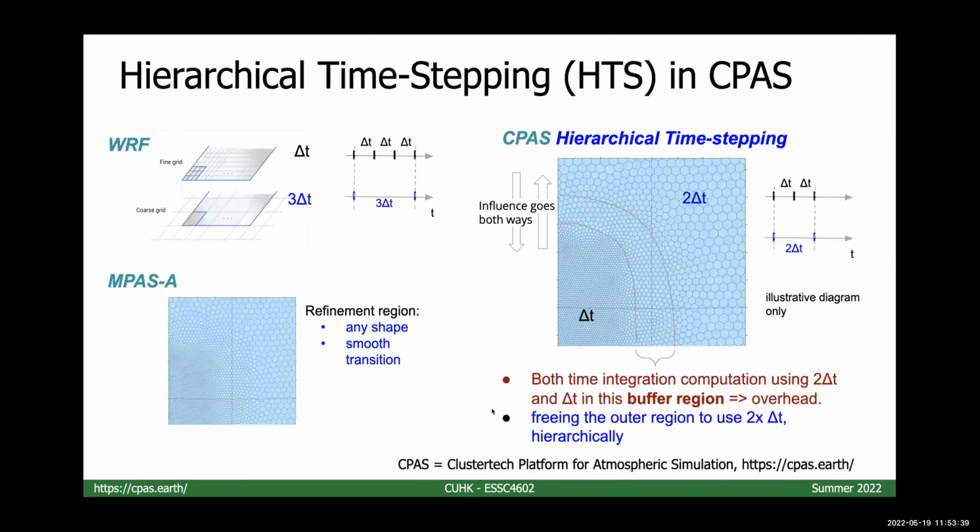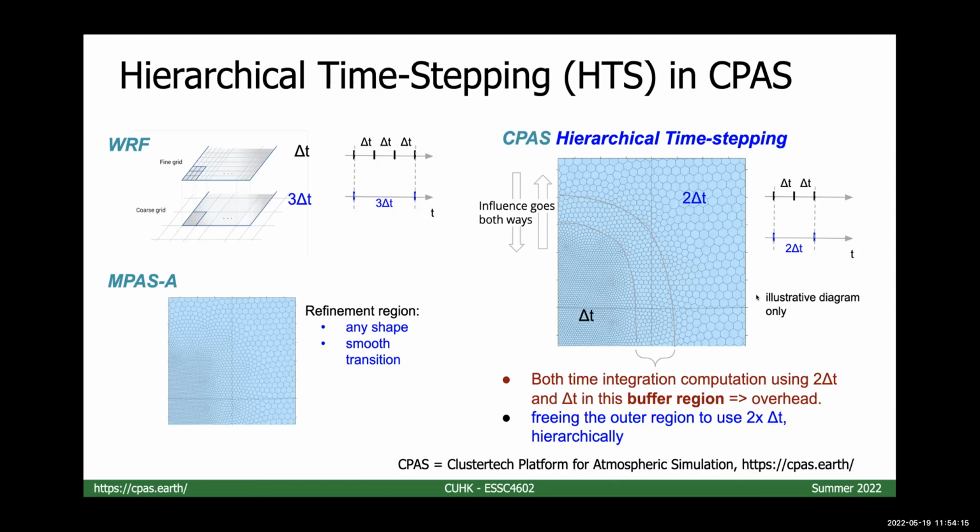So hierarchical time stepping, the implementation is to take advantage of both MPAS feature of having smooth transition of resolution and avoiding the abrupt change of resolution in the domain nesting boundary, and also take the approach that refinement region use a smaller time step and the coarser resolution region use a coarser time step, putting them together.